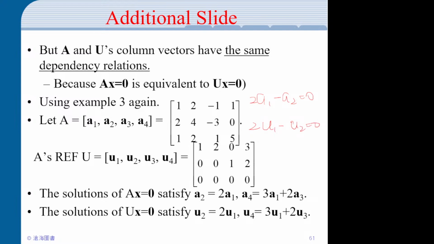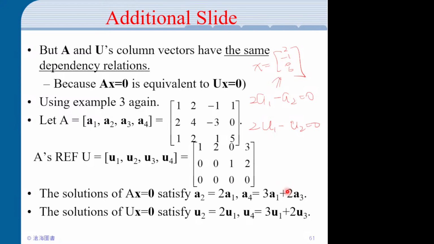And if we think about this, that's the equation when you solve for Ax equal to 0. x equal to (2, -1, 0, 0) is the solution for this, and also x equal to (2, -1, 0, 0) is a solution for Ux equal to 0. So those two are saying x equal to (2, -1, 0, 0) is a solution for both of these. Okay. So even though the column space is different, the column spaces have the same dependency equation. So same solution, so the same linear combination of them will go to 0.